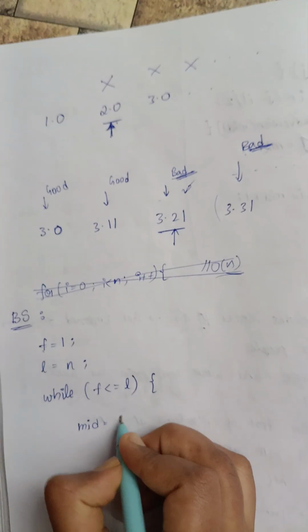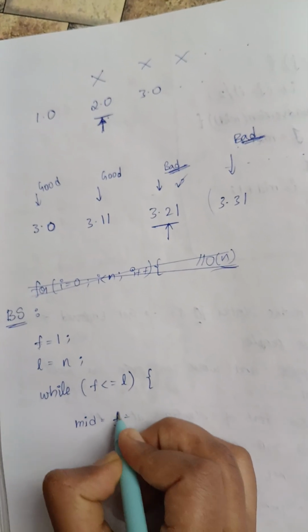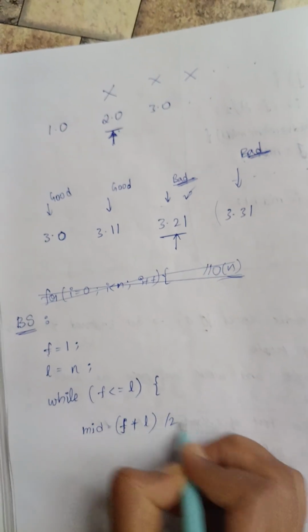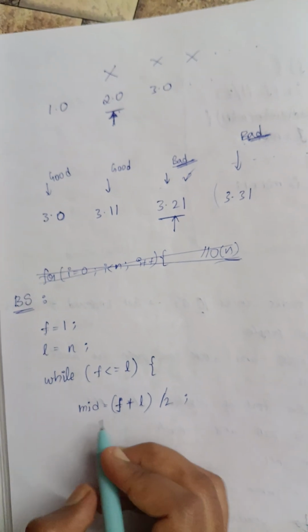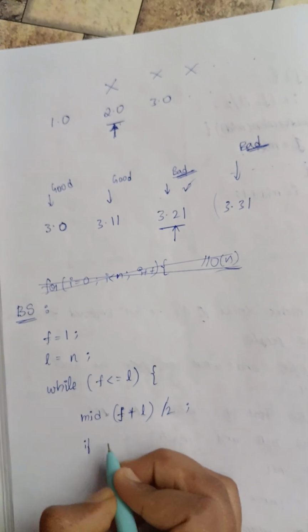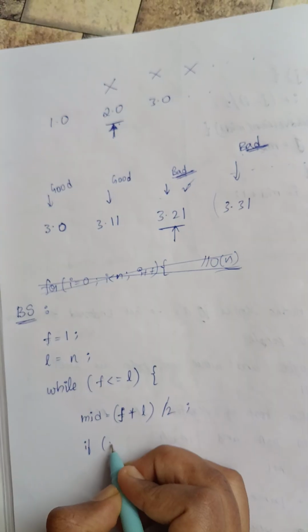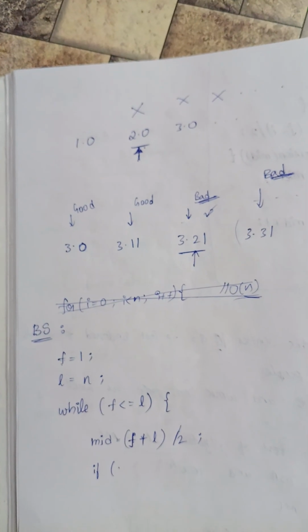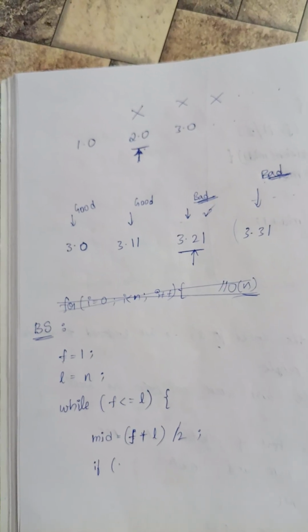If mid equals f plus L by 2, we have found the mid, and we'll check if it's bad. We don't have an array here, right? Initially we don't have an array here.